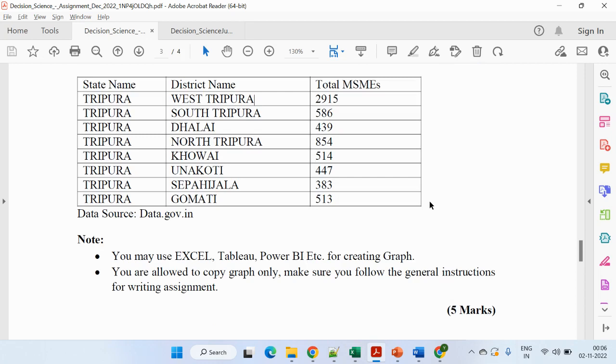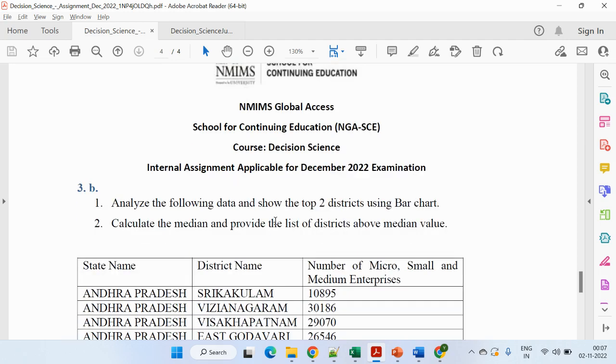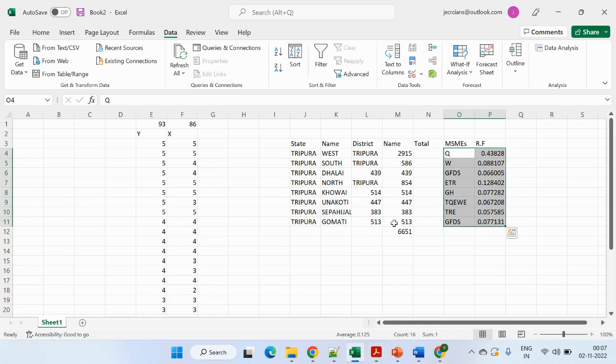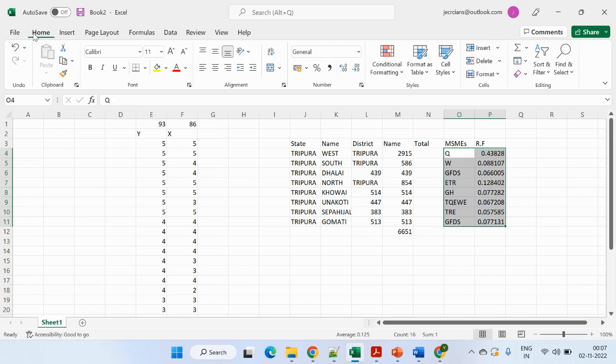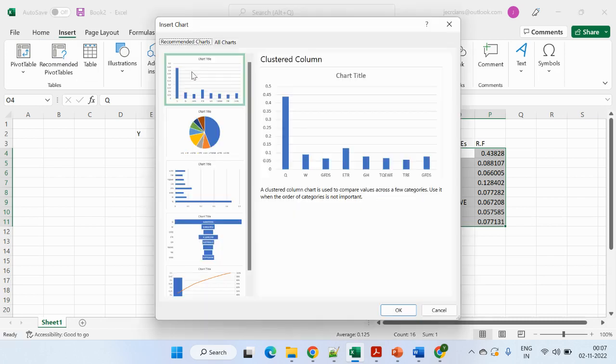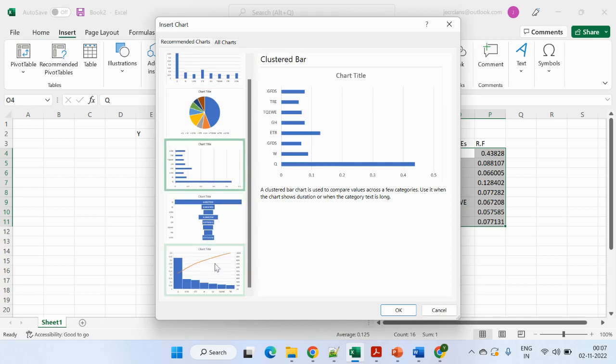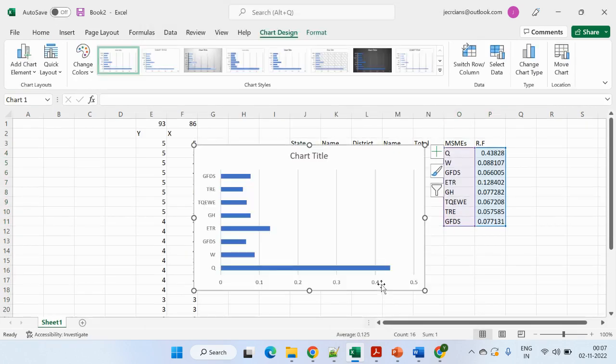Now we need to draw the charts, or you can say the diagrams. How can we draw the diagram? In the question it is mentioned that you need to calculate the relative frequency and discuss the data by choosing the appropriate graph. So maybe you can choose any graph. Normally for drawing relative frequencies, we generally prefer bar graphs, right? So go to Insert. If you see the recommended charts, you can get options like a clustered bar chart, right? You can simply click on it and you will get this clustered bar chart.